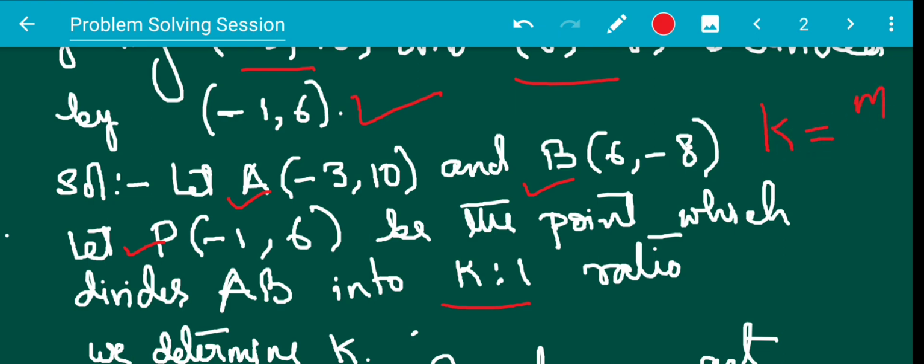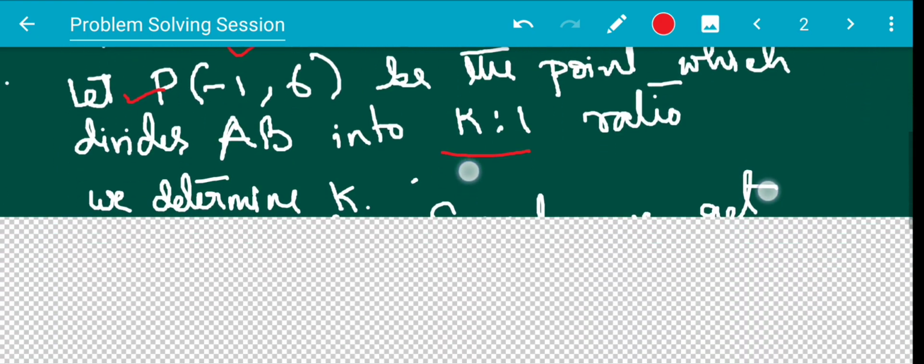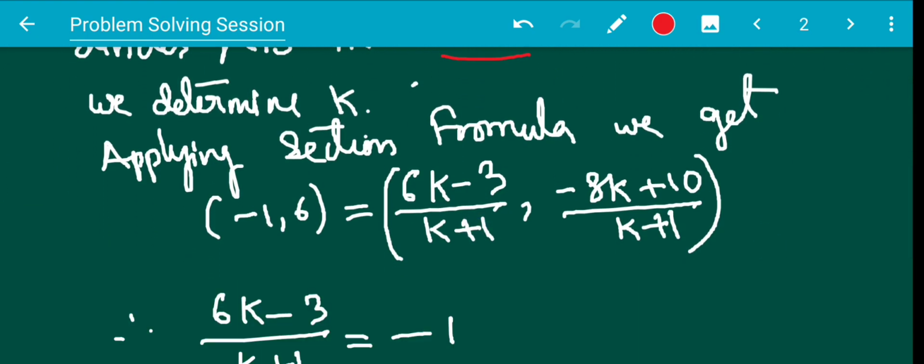This is simply m by n. Okay. For simplicity, I am taking K is to 1. You can take m is to n also. Similarly, you can find m by n in the problem. So for simplicity, I am taking K is to 1. Okay. So we determine the value of K. Applying the section formula, we get minus 1, 6. So this point is equal to the point we obtained by section formula.